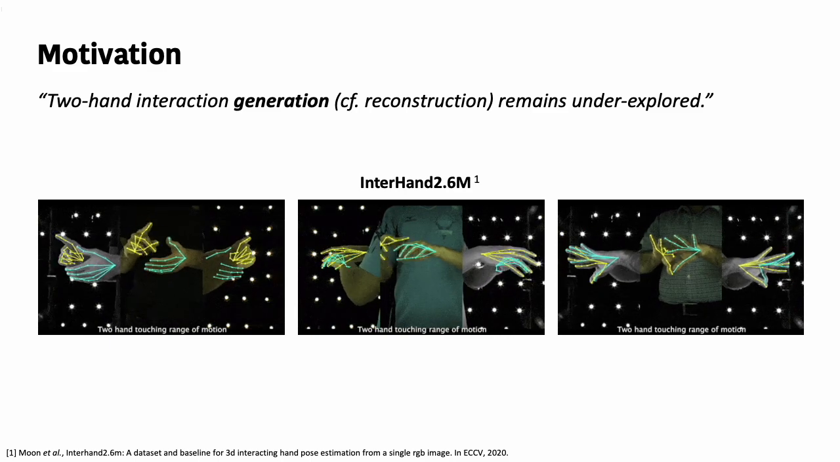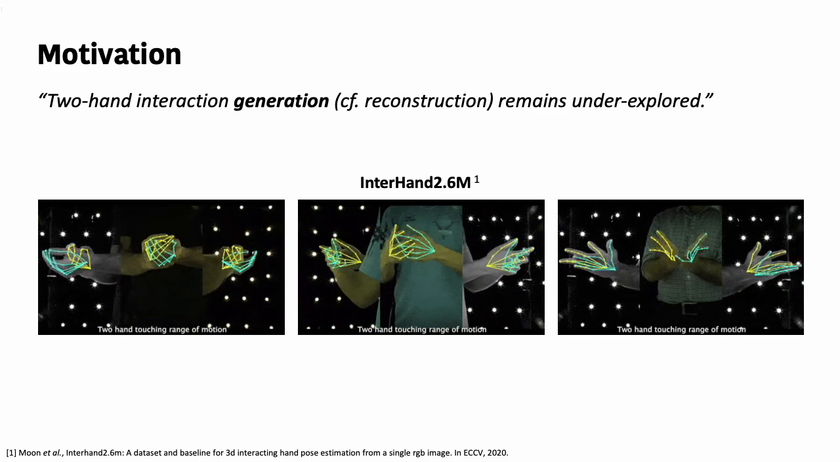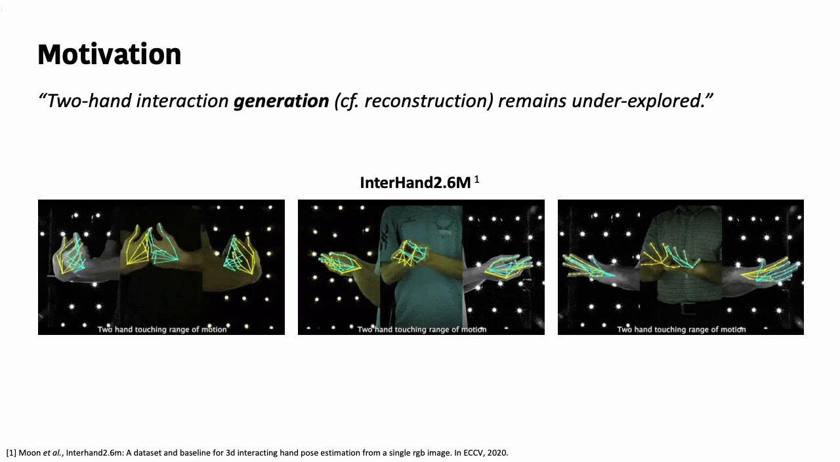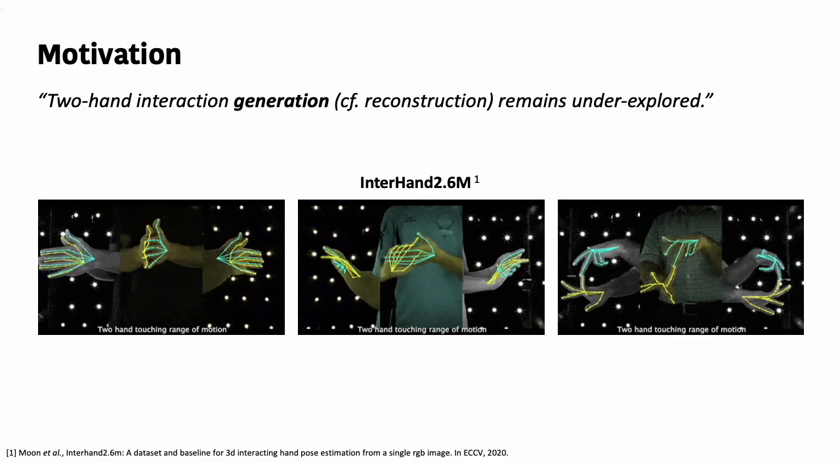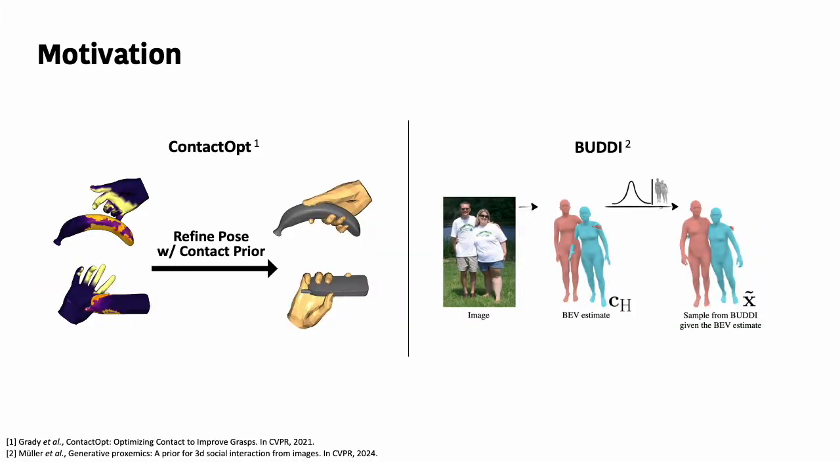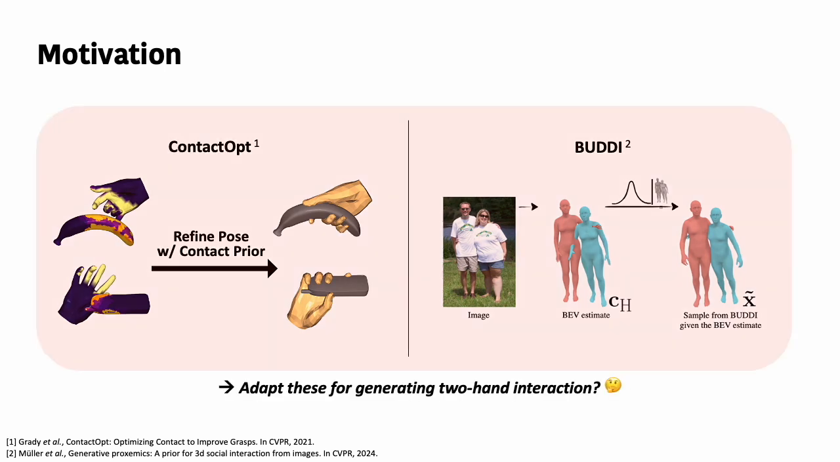While various methods have been proposed mainly for monocular two-hand reconstruction, two-hand interaction generation remains underexplored. Inspired by the other domains that leverage a strong prior for robust pose estimation, we aim to build an expressive prior for two-hand interaction. However, directly adapting these existing generation methods for two-hand interaction leads to suboptimal results.